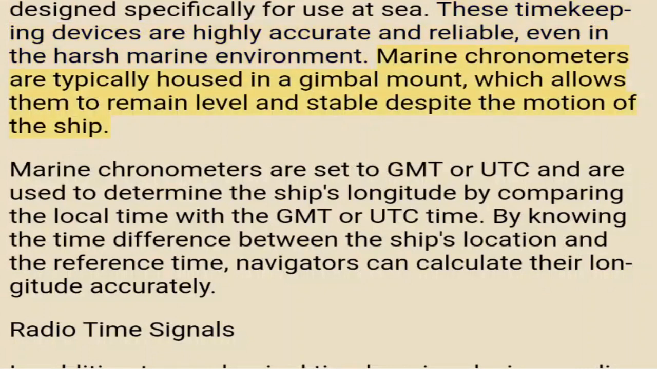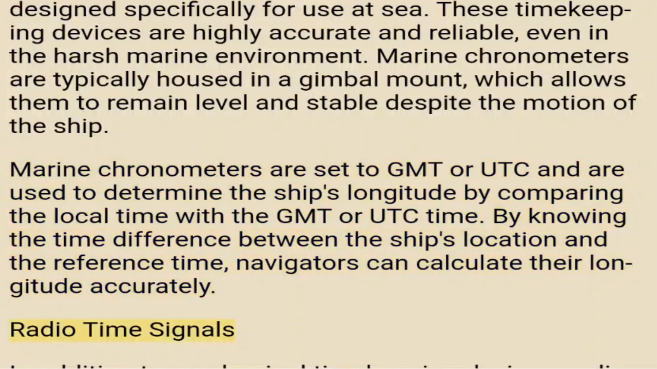Marine chronometers are typically housed in a gimbal mount, which allows them to remain level and stable despite the motion of the ship. Marine chronometers are set to GMT or UTC and are used to determine the ship's longitude by comparing the local time with the GMT or UTC time. By knowing the time difference between the ship's location and the reference time, navigators can calculate their longitude accurately.